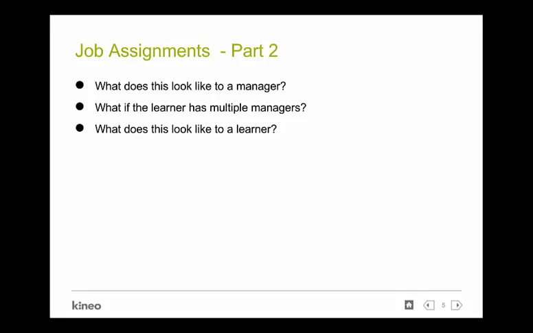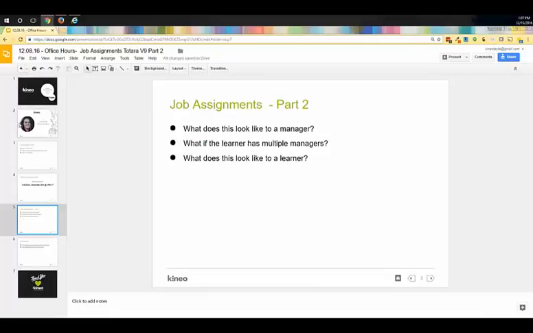So, you know, it's one of those things: if I can have multiple managers, how does that work from a learner's perspective, from the manager's perspective? We're going to take a look at what that actually looks like to a manager. What does that manager see? What does the other manager see? And then what does that look like to a learner? Does a learner ever actually realize that they have more than one manager in the system? So let's just take a quick look. We're going to dive in there and see what that looks like to those folks.